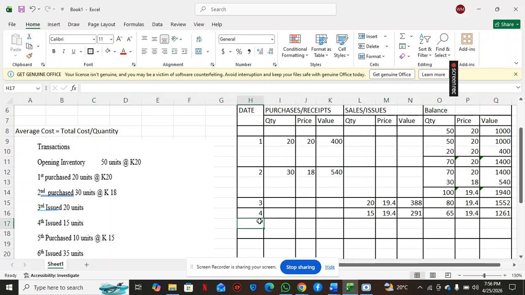On the 5th, purchased 10 spare parts valued at 15 kwacha each. So for these 10 spare parts, we paid a total of 150 kwacha. Every time there's a purchase, this is where you need to tabulate the new average cost. Remember, initially we had 65 units valued at 19 kwacha 40 ngwe. Now we've brought in 10 units valued at 15 kwacha.